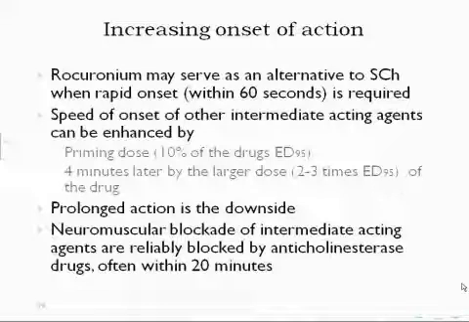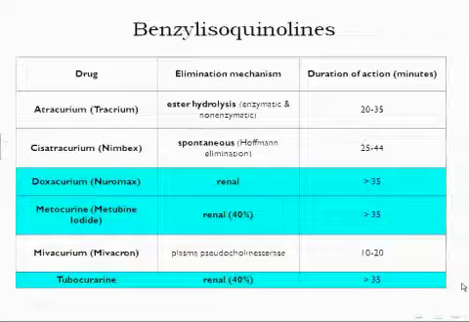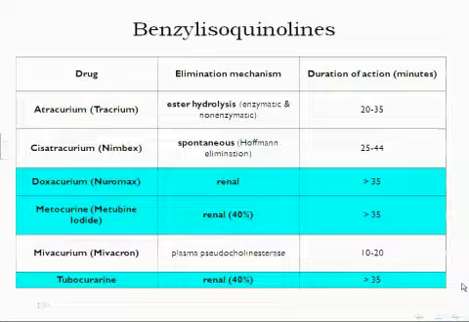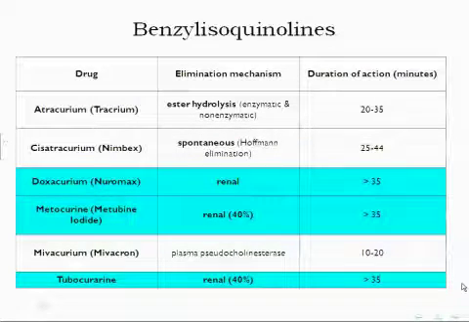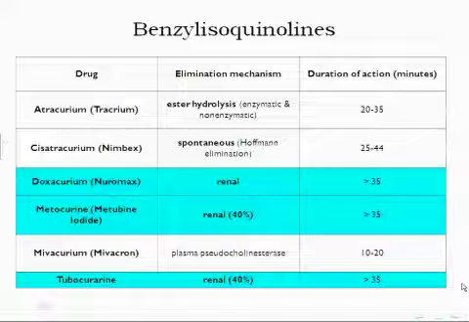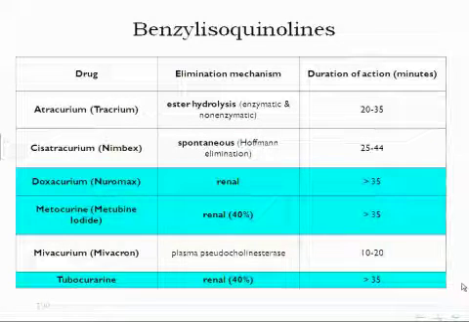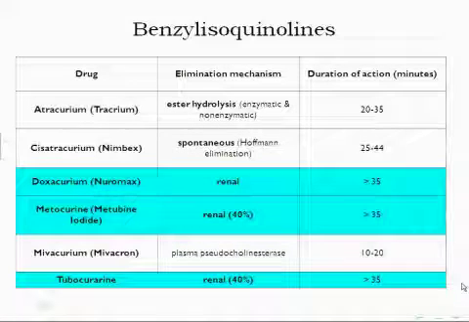Neuromuscular blockade of intermediate actions are reliably blocked by anticholinesterase drugs, often within 20 minutes. So you can reverse the effects very easily if you want to. Now the next set of drugs, and we'll finish up on this section, will be benzoisoquinolones. Benzoisoquinolones all have acurium in them. So you have atracurium, cisatracurium, the intermediate acting agents.